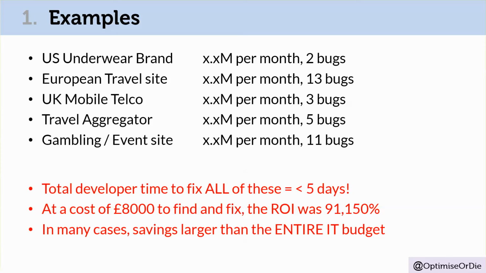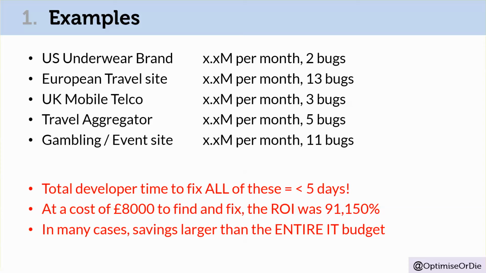Yet the total developer time to fix all these bugs that was worth £84 million a year was less than 5 days. So the total cost of that, £8,000, that's 91,150% ROI. Okay, that's pretty good. I don't have anything that's as easy to find as that in websites.